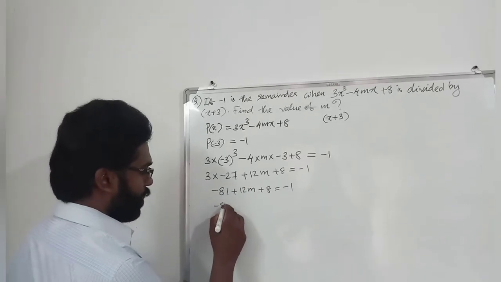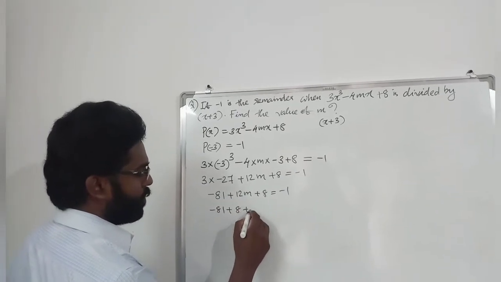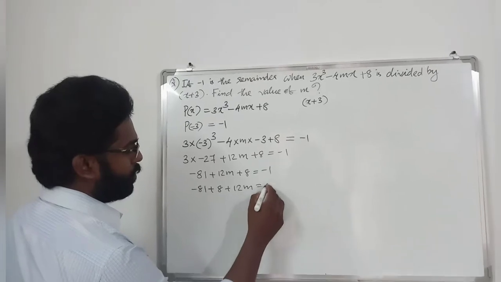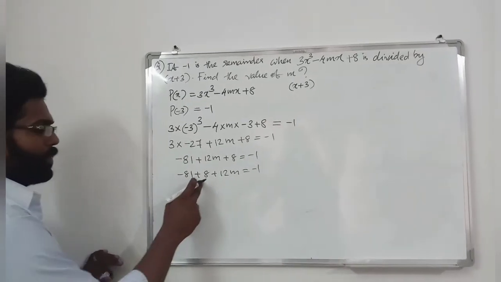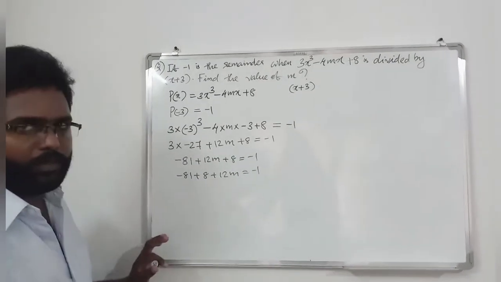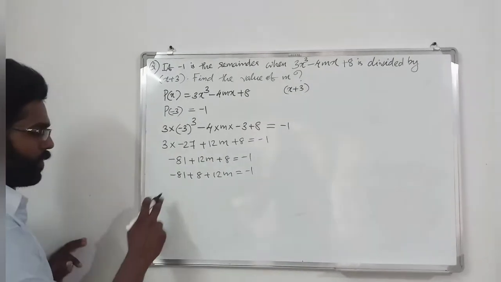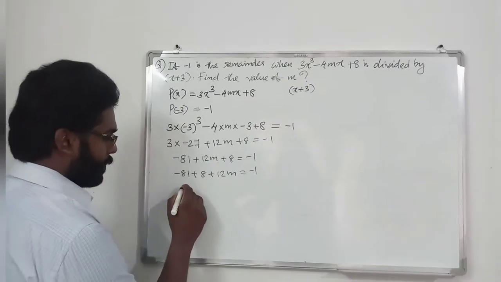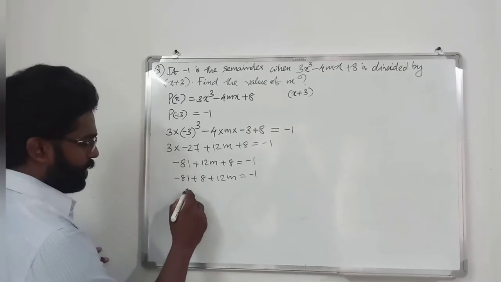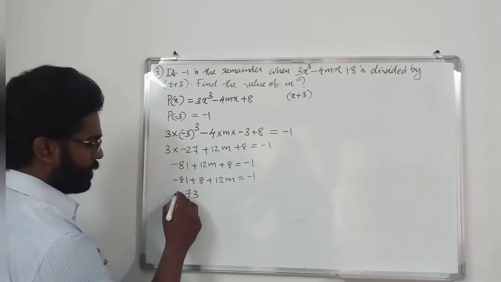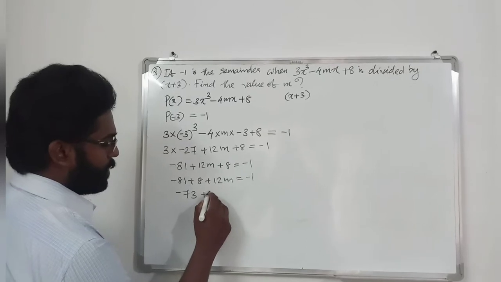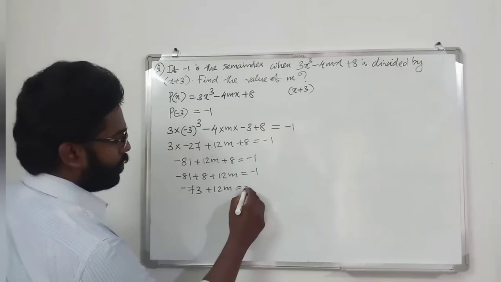We can arrange the numbers. 81 plus 8 plus 12m equal to minus 1. Minus and plus: one is negative, one is positive. Subtract smaller from larger and give the sign of the larger. So the value is minus 81 plus 8 is minus 73, plus 12m equal to minus 1.